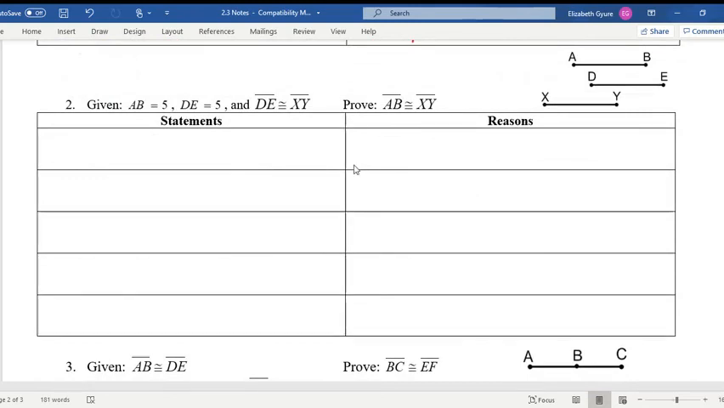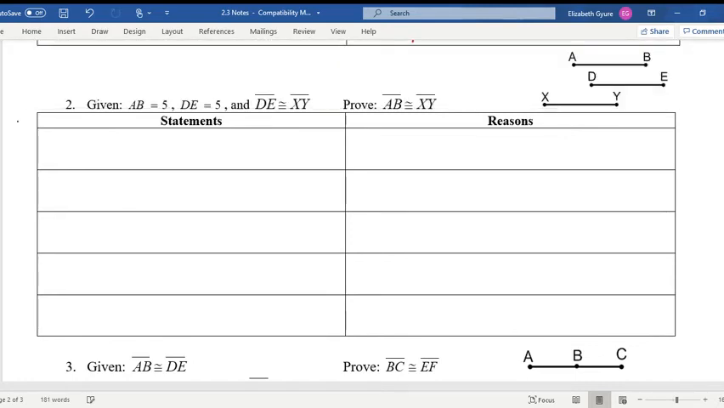Here we are given that the measure of AB is 5, the measure of DE is 5, and segment DE is congruent to segment XY. Prove that AB is congruent to XY. So don't look at your table yet. Let's just look at the picture. Let's label what we know.